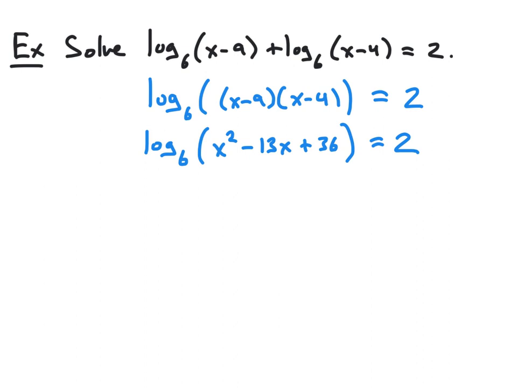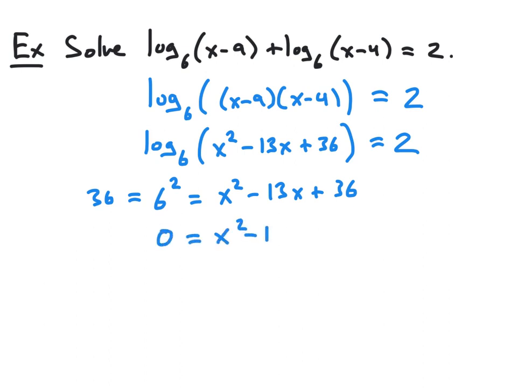At this point, we have a log equaling a number, and so we can convert this to exponential form. We're going to have 6 squared equals x squared minus 13x plus 36. And of course, we have a 36 on both sides. This is, of course, equal to 36. So we could subtract 36 from both sides, and we'll obtain 0 equals x squared minus 13x. This can factor by factoring out an x as a common factor, and we're left with x minus 13.